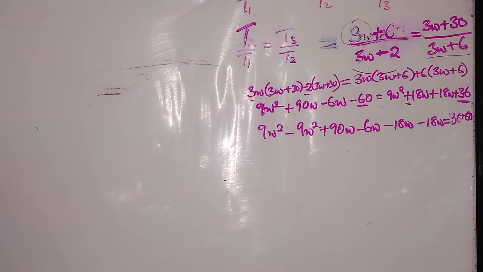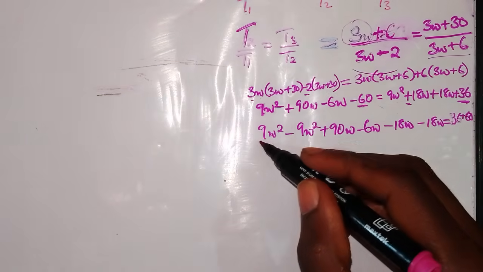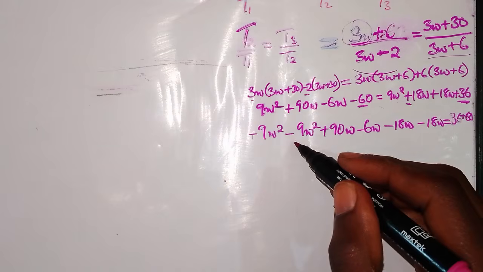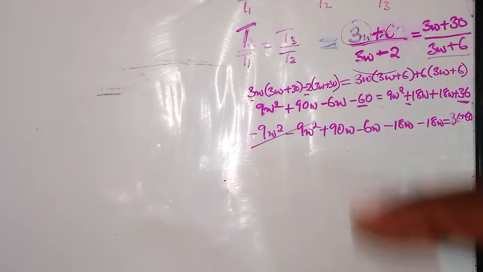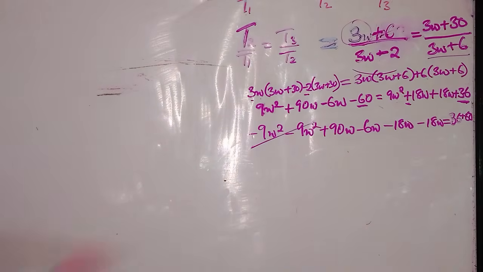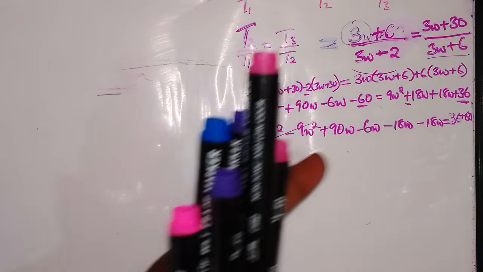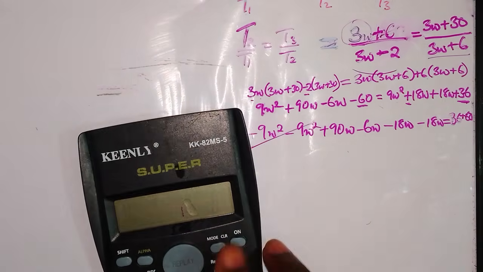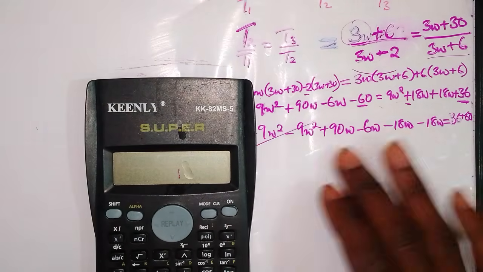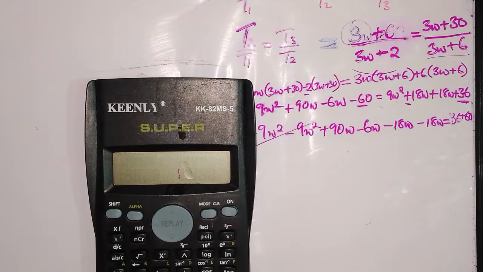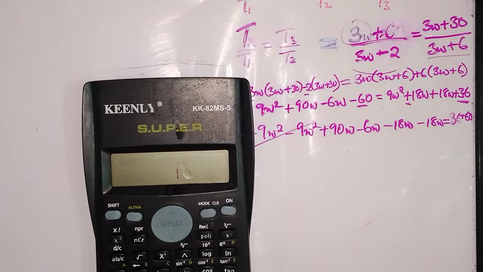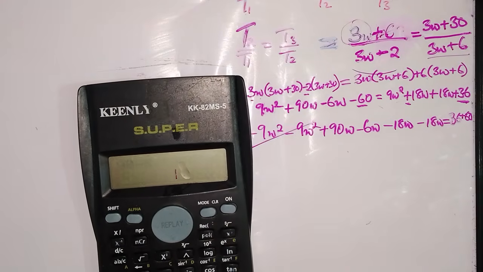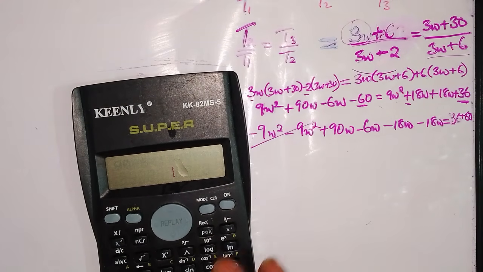Then the next step is punching on the calculator. So you say 9W, since this is positive and this is negative, they will cancel each other. A trick I'll tell you: these terms will always cancel each other whenever you get a question like this. Then now you add. A simple trick when you are adding numbers with letters: just add the numbers, then pick one letter. For example, you have 90 minus 6 minus 18 minus 18. We have what?